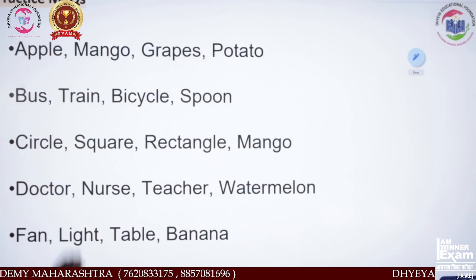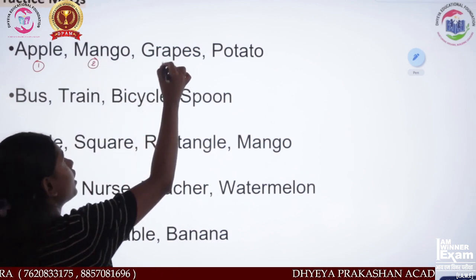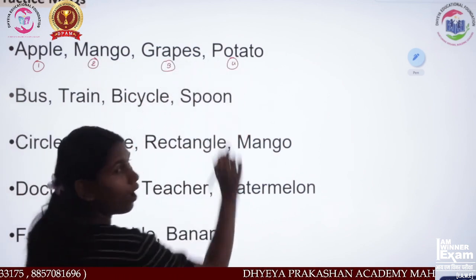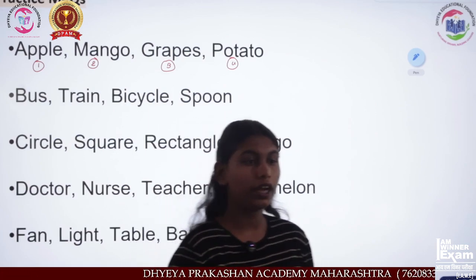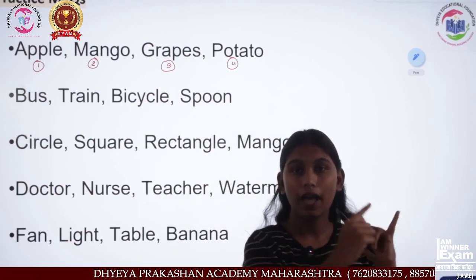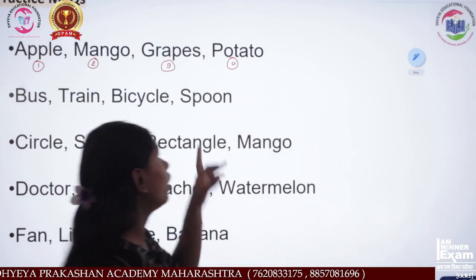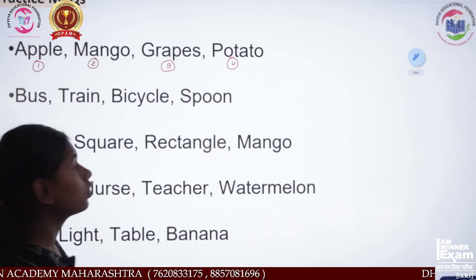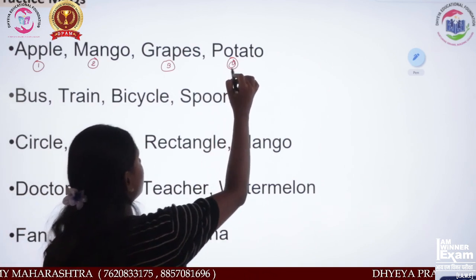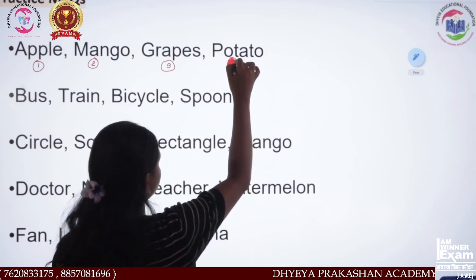Then next, apple, mango, grapes and potato. Now here apple, mango, grapes are the fruit, but potato is the vegetable. So which is the different here? That is the potato. So we will color the fourth circle.